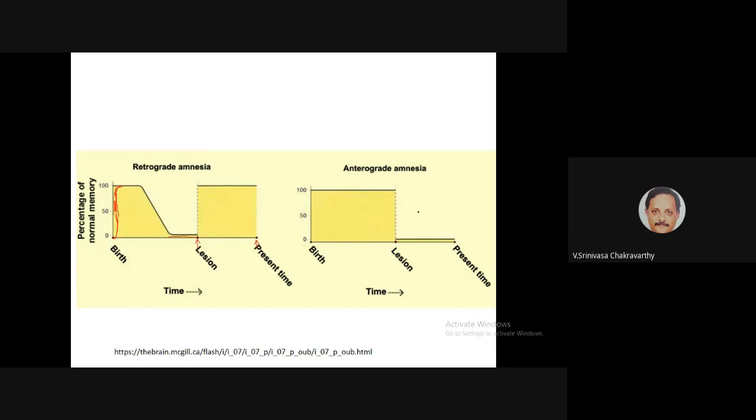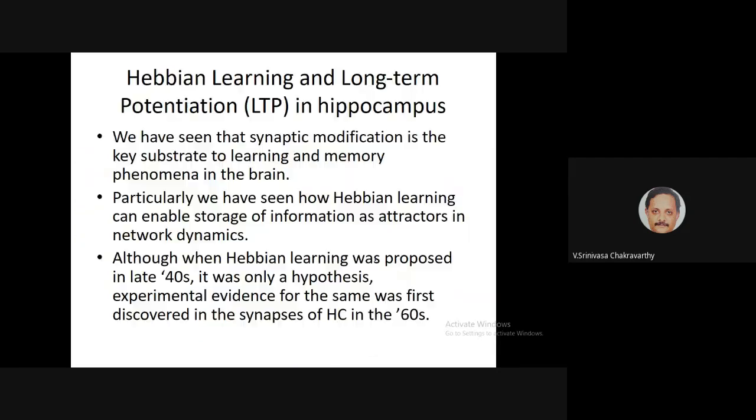But anterograde amnesia means that after the lesion, you cannot remember anything. You have memories of the pre-lesion period in your life, but after the lesion, you don't remember anything. So HM had both anterograde and retrograde amnesia.